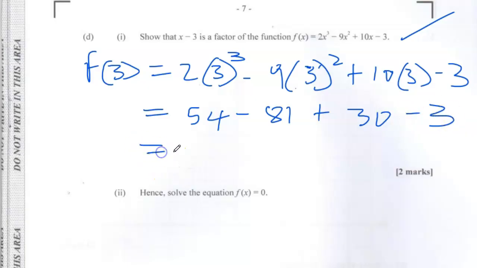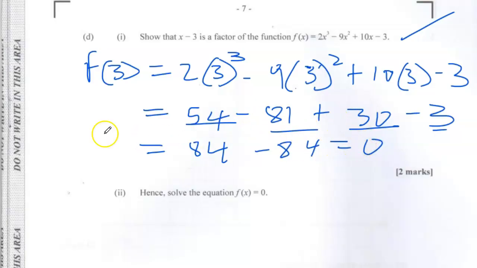So if we add the positive numbers, that's 54 and 30, that's 84, minus 81 minus 3, and then keep the sign, that's negative 84, equals 0. So f of 3 is equal to 0, therefore x minus 3 is a factor, based on the factor theorem.